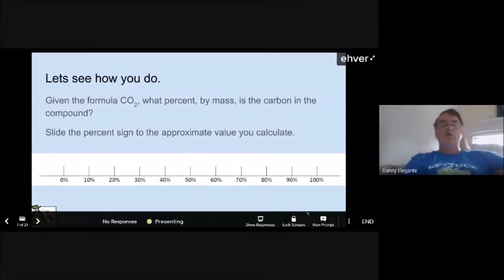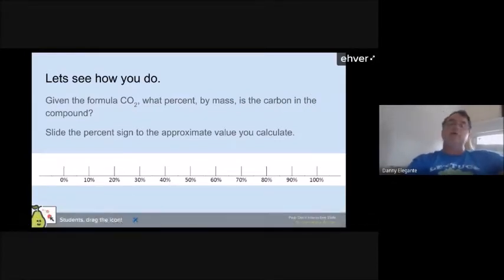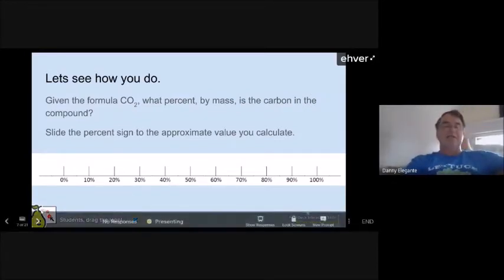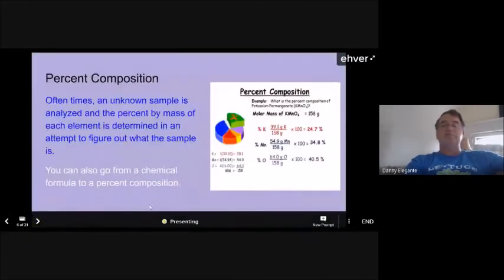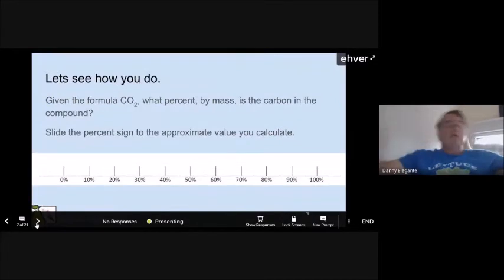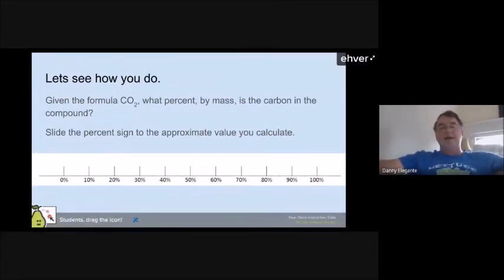And if you know the formula CO2, what percent by mass is the carbon in the compound? So I want you to figure that out. So real quick, remember, add up what the whole thing weighs for its molar mass, take the part of each one and divide it by the whole. So instead of 3 elements, I'm only giving you 2. So go ahead, take a moment and calculate what percent by mass is carbon in carbon dioxide.